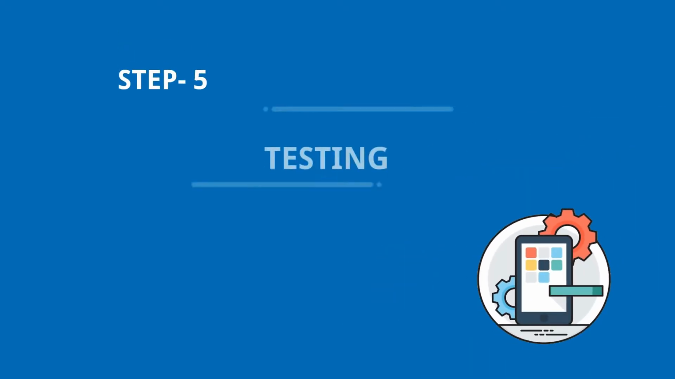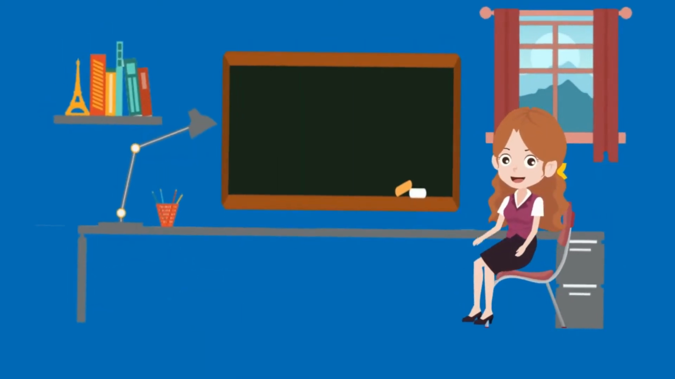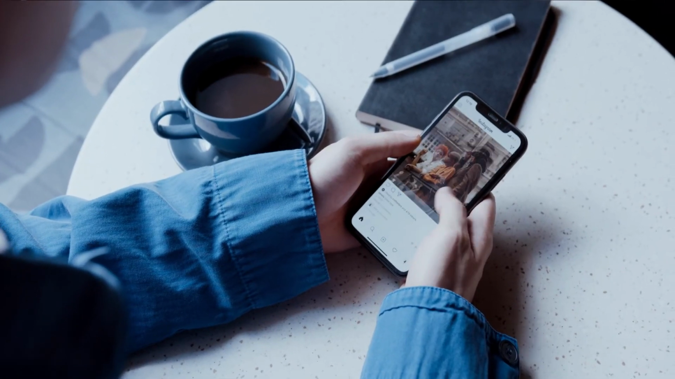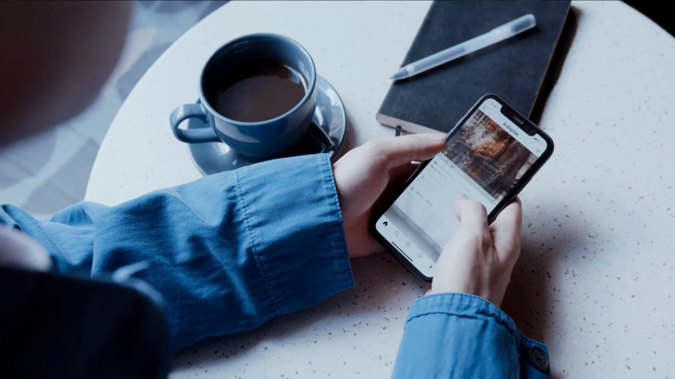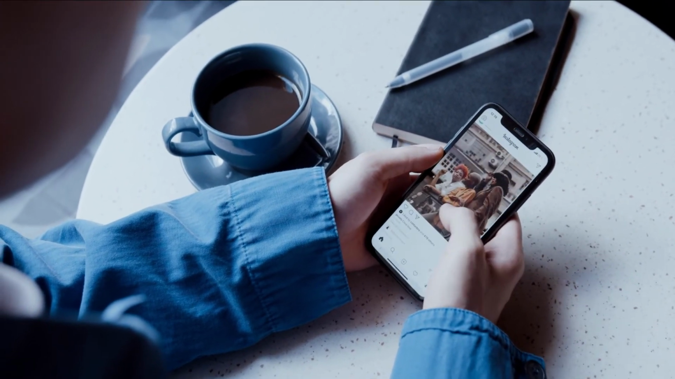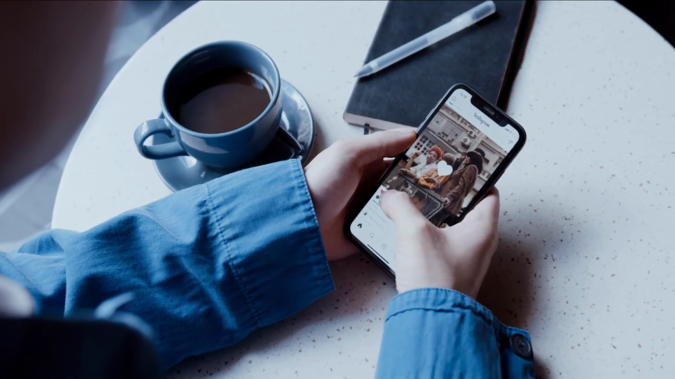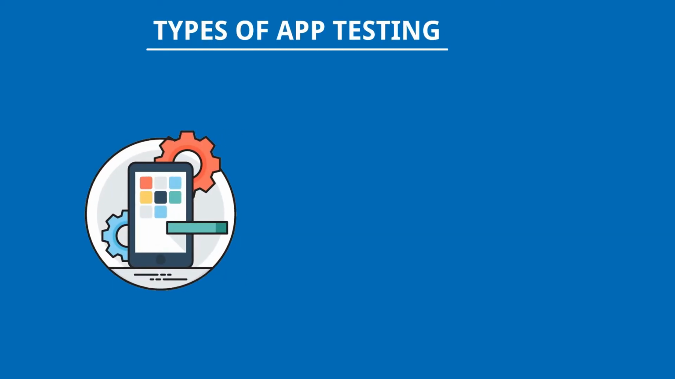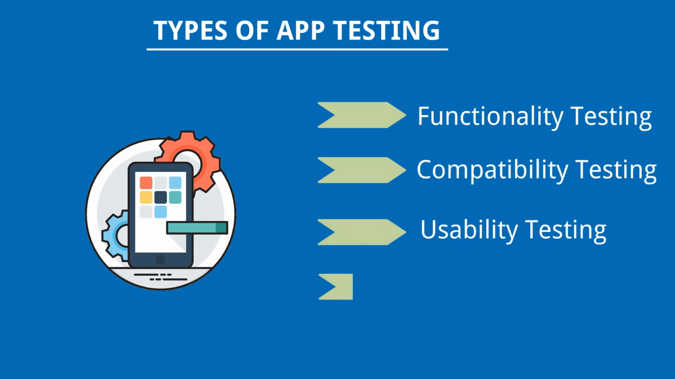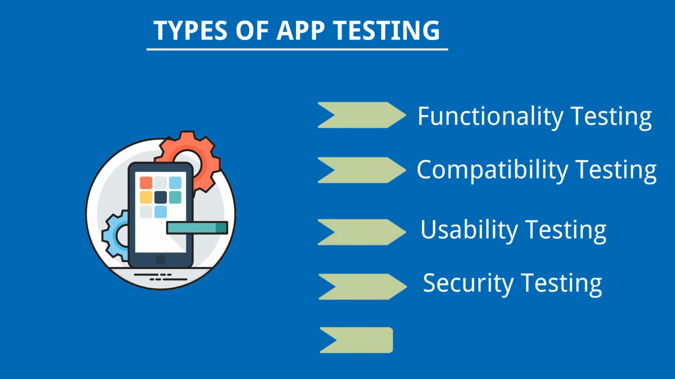Step 5. Testing. Once the development phase is completed, real-world testing should be the next step. Testing is an integral part of the development process. All the major issues that an application faces can be resolved through successful mobile app testing. Types of mobile app testing: functionality testing, compatibility testing, usability testing, security testing, and load testing.